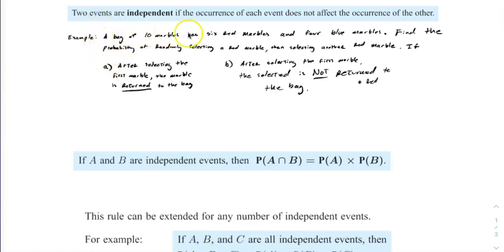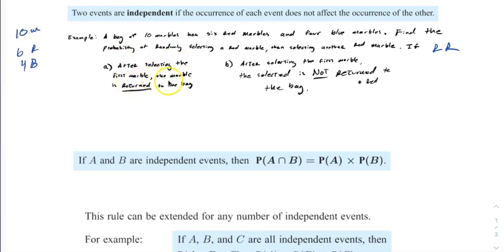A bag contains 10 marbles. A bag of 10 marbles has 6 red marbles and 4 blue marbles. So we have 10 marbles total, 6 red and 4 blue. Find the probability of randomly selecting a red marble, then another red marble. So when we get red, then red. Let's look at A here.